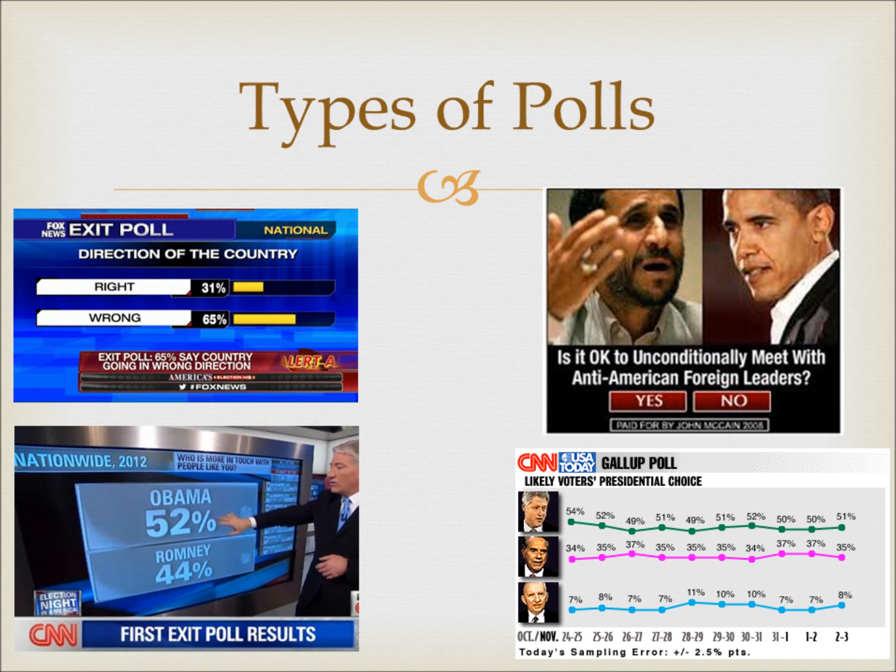Fox News and CNN are two cable news networks in particular who love to use exit polls. Similarly, interest groups may use push polls to try to dissuade the public from voting for a certain candidate. Tracking polls, on the other hand, are used to predict candidates' long-term election chances.